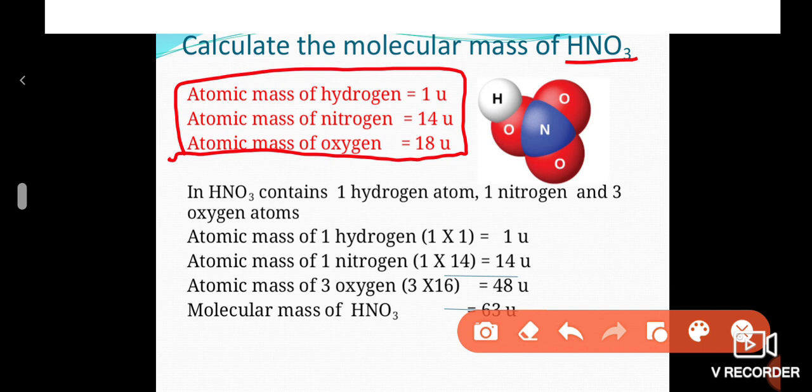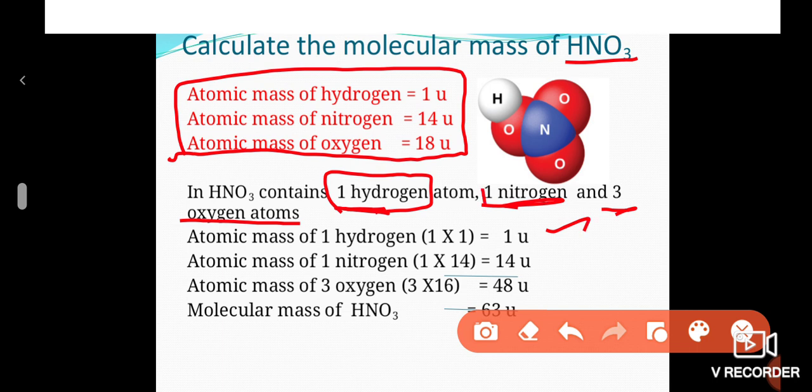How many hydrogen atoms are there? Only 1. Nitrogen also 1. And what about the oxygen atoms? After oxygen there is the subscript 3, which indicates 3 oxygen atoms are present in the molecule. So HNO3 contains 1 hydrogen atom, 1 nitrogen atom and 3 oxygen atoms. First, the atomic mass of 1 hydrogen is number into mass: 1 into 1, we get 1U.